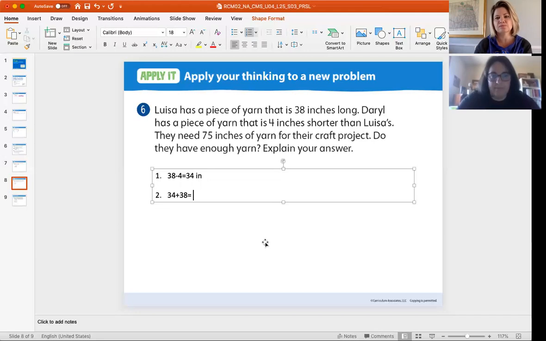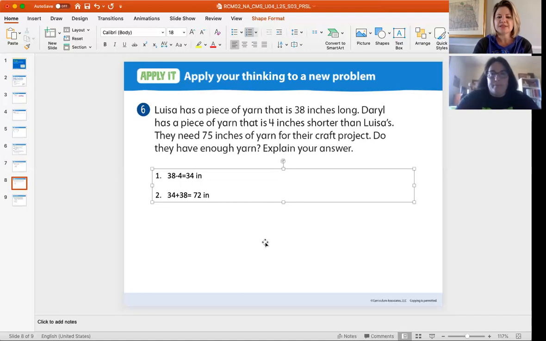Perfect. I know 8 plus 4 is 12. And I know 3 plus 3 is 6. Carry the 1 would be 7. So it's 72. Right. Very good. Is what they have together.